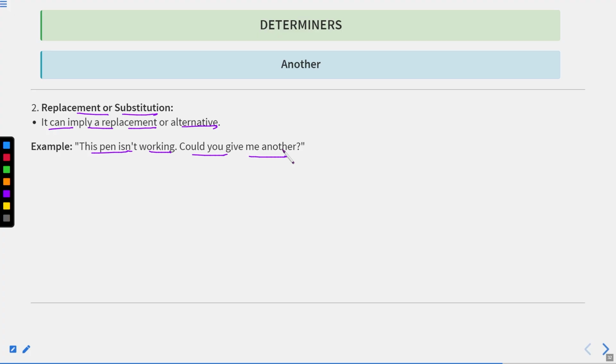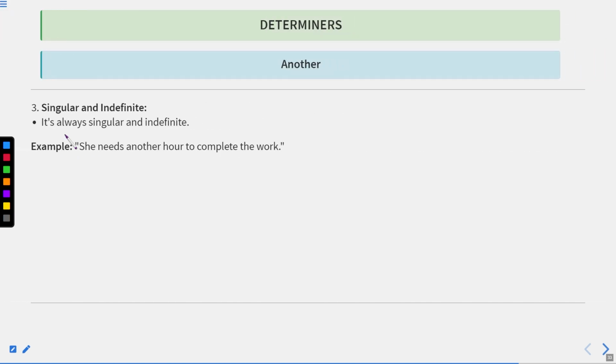Now, when we are talking about two and we mention one, another means the other option. So can you give me another? It means this pen is not working, so I want another one, the other pen. It is always singular and indefinite. She needs another hour to complete the work. It means one hour has been completed. Now another hour means the same duration of an hour.